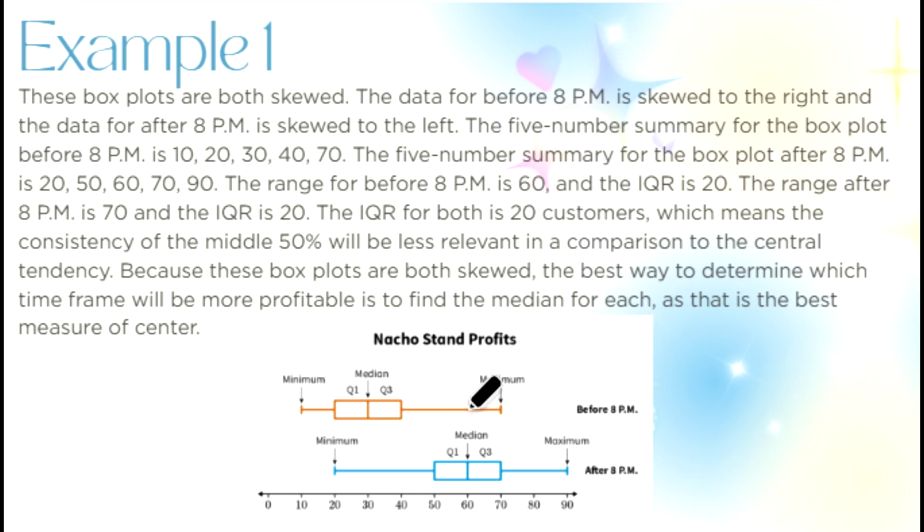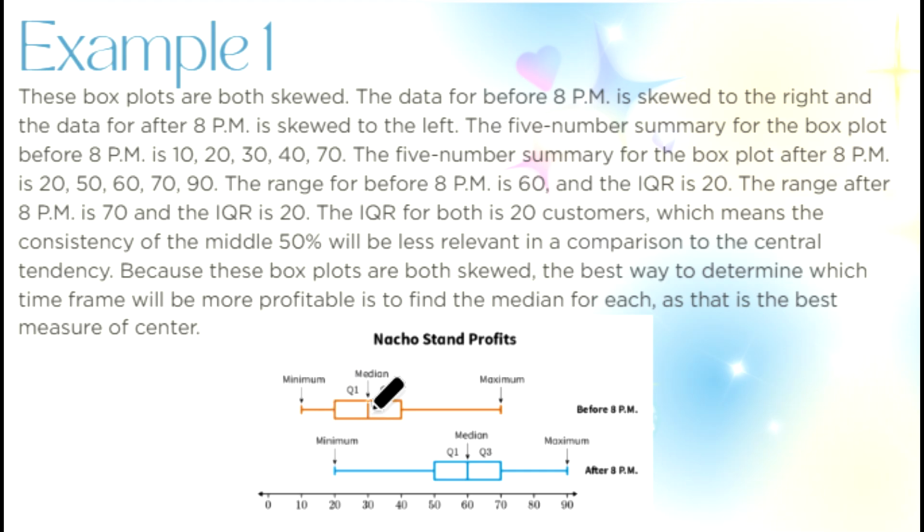The IQR for both is 20 customers, okay? So the IQR is the same. The range after 8 p.m. is 70. When both IQRs are 20, that means the consistency of the middle 50% will be less relevant to the comparison of the central tendency. That's not going to help us figure out which is more profitable, so we can ignore that. Because these box plots are both skewed, the best way to determine which time frame will be more profitable is to find the median for each, as that is the best measure of center.